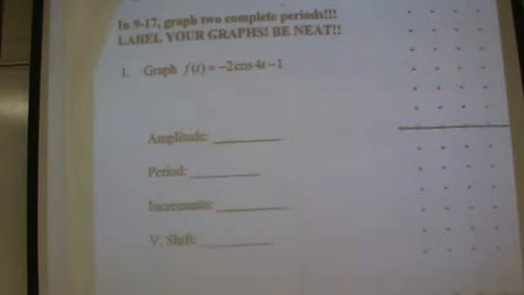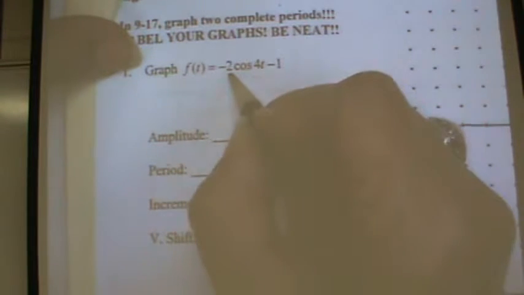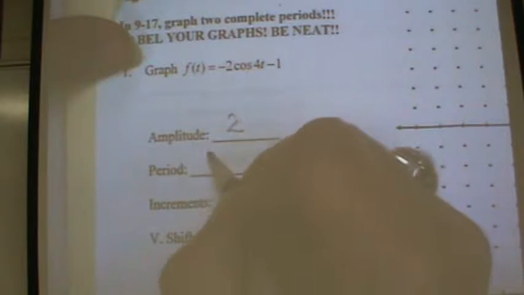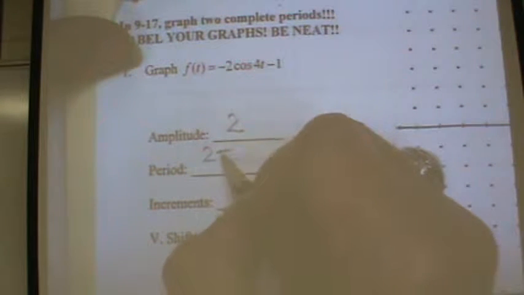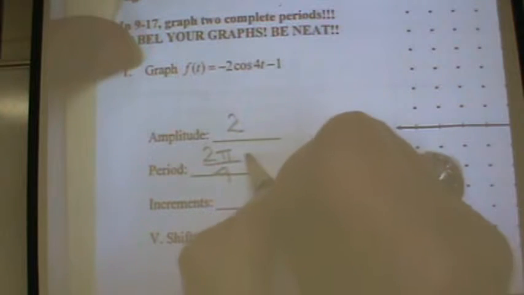Problem number 1. Everybody, what's the amplitude? 2. Your period is defined as 2 pi over the b value. What's the b value? Reduce this.